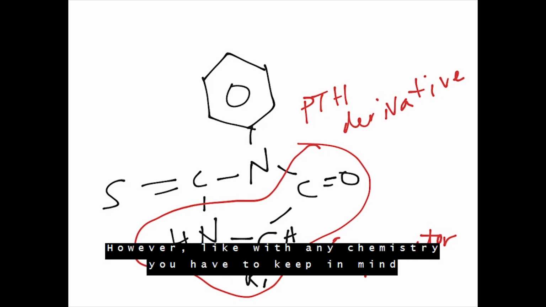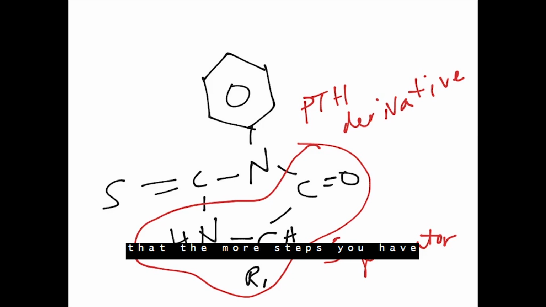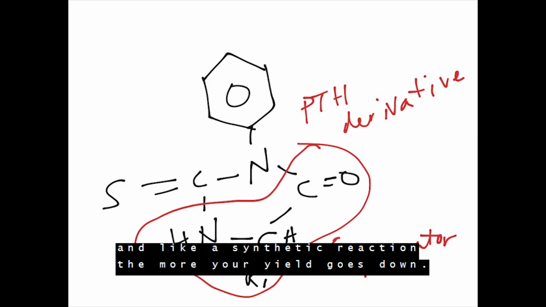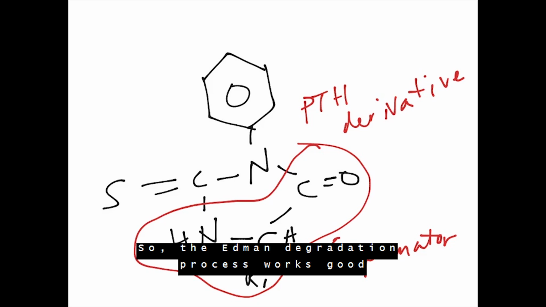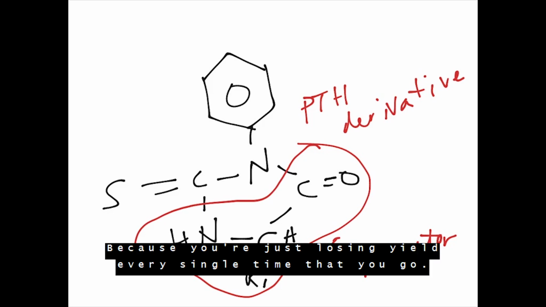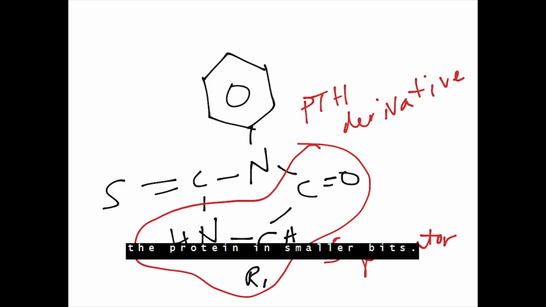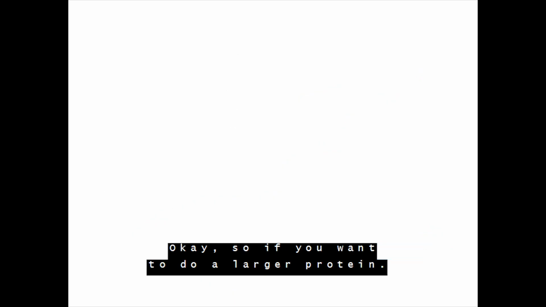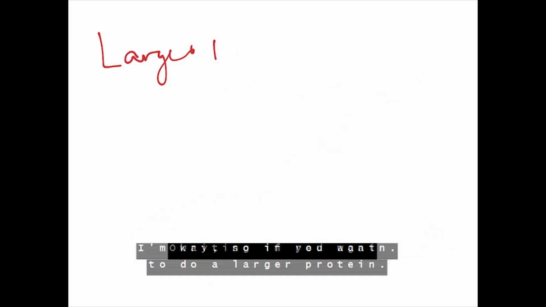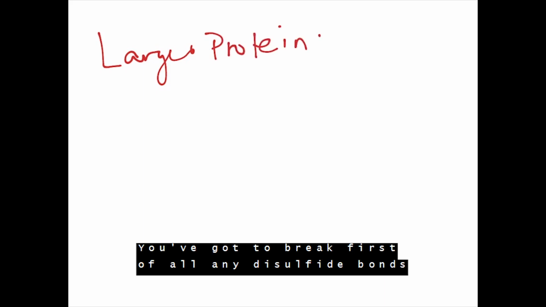However, like with any chemistry, you have to keep in mind that the more steps you have in a synthetic reaction, the more your yield goes down. So the Edman degradation process works well for about 50 amino acids in a row, and then you start getting yield issues because you're just losing yield every single time that you go. So that means that if you want to do a larger protein, then you've got to sequence the protein in smaller bits. Okay, so if you want to do a larger protein, oh, I'm writing in red again. You've got to break, first of all, any disulfide bonds.